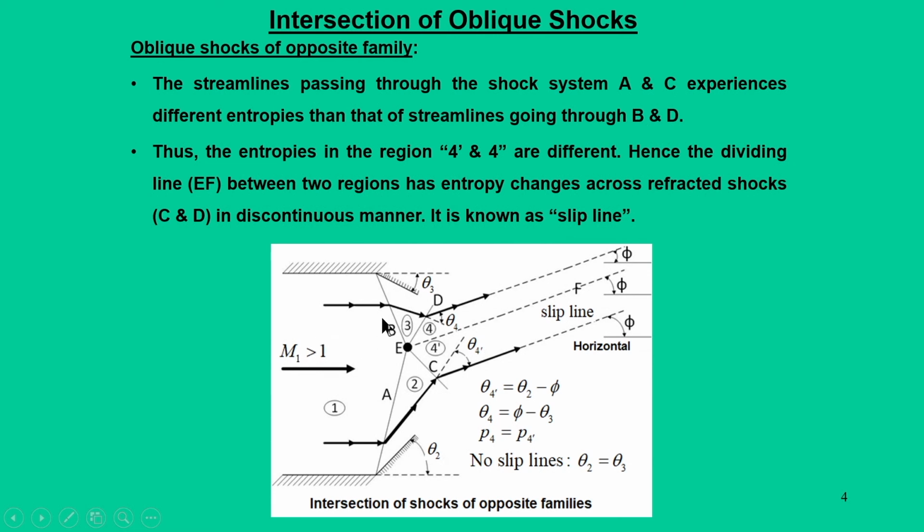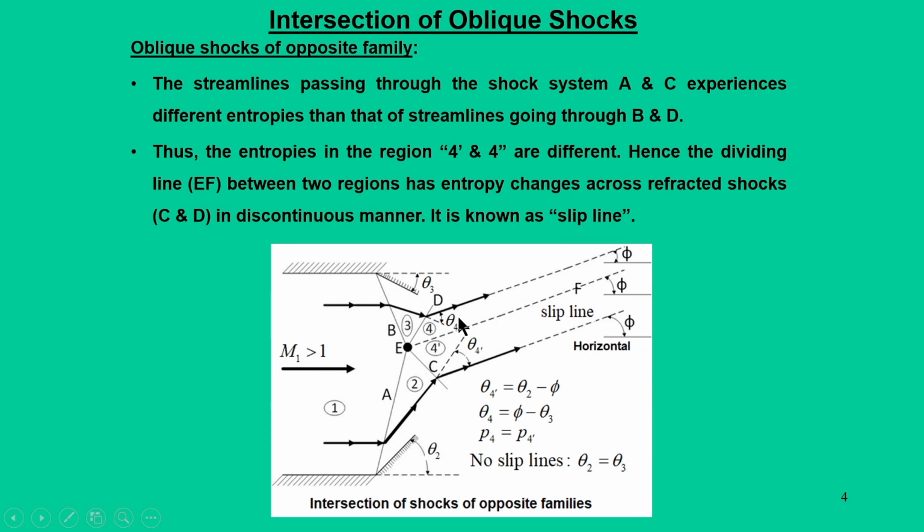And ultimately, the streamlines, when they cross this shock system, that is the streamline which crosses shock A and C, will have conditions which refer to the region 4 dash, and the streamlines which cross B and D will have conditions of region 4. Ideally 4 and 4 dash should be the same, but the entropies are different.